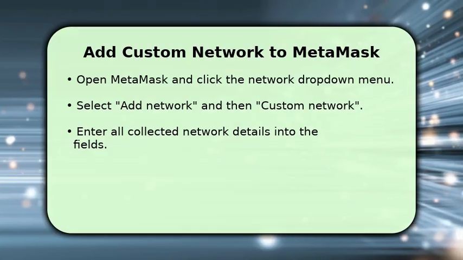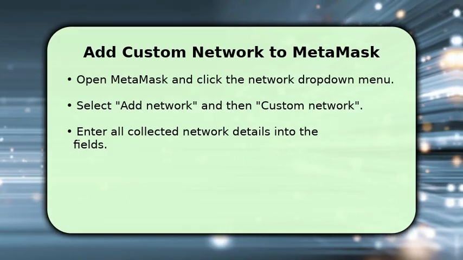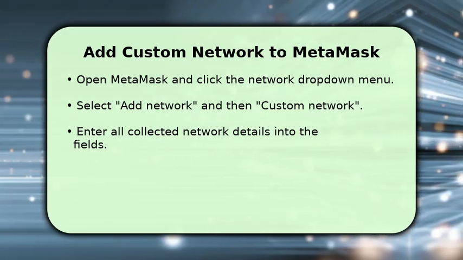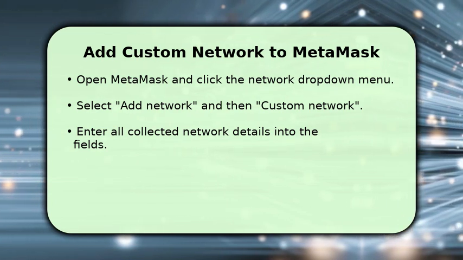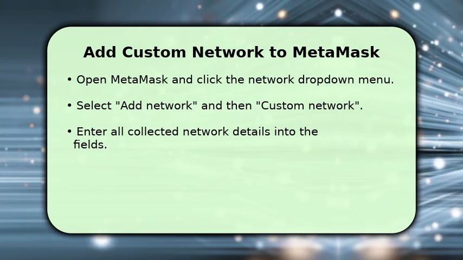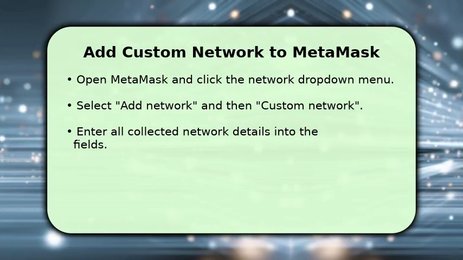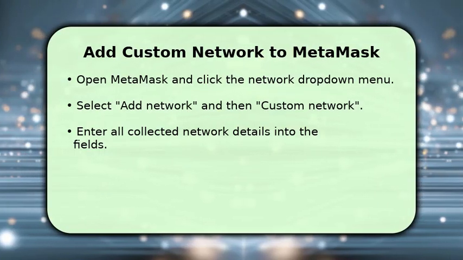Now let's add the network to MetaMask. Click on the network drop-down at the top of your wallet interface. Scroll down and select Add Network, then choose Custom Network. You'll see several fields to fill in. Carefully input the network name, RPC URL, chain ID, and currency symbol you gathered earlier. Double-check each entry to prevent any connection issues.